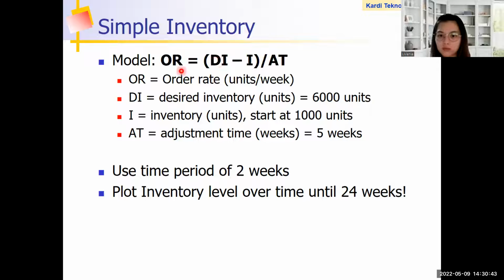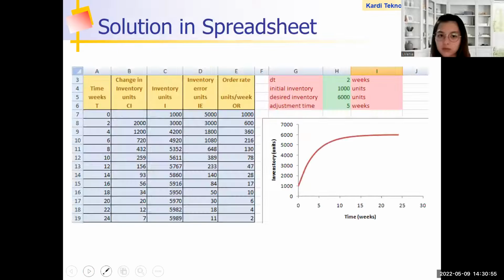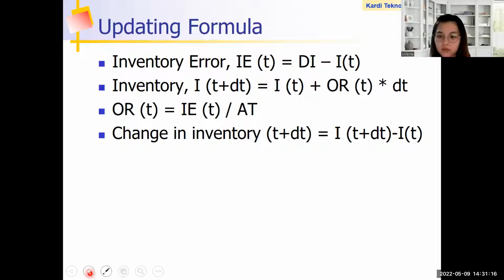So now I have this rate equation, right? This is order rate. So this is the rate equation. Again, you use the period of 2 weeks, from 30 until 24. Every 2 weeks you increase. And then you need to calculate the change in inventory, the inventory error, and then the order rate. So you can put this as your input initially. And here is the formula.